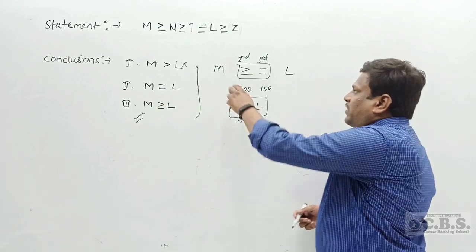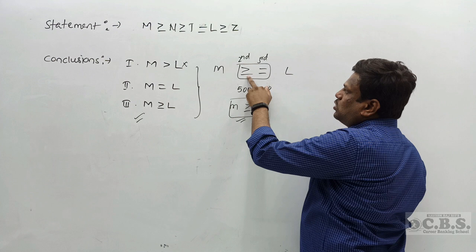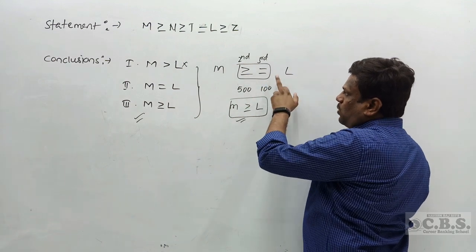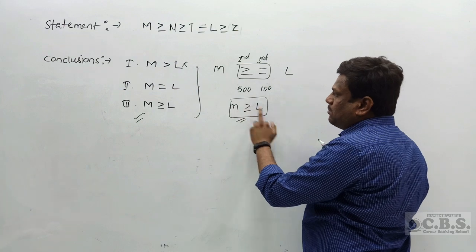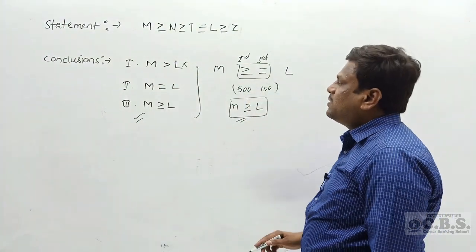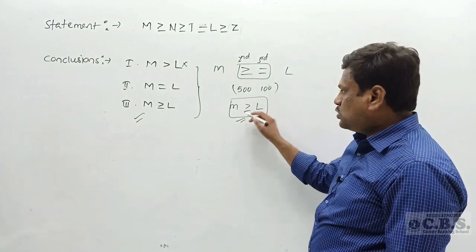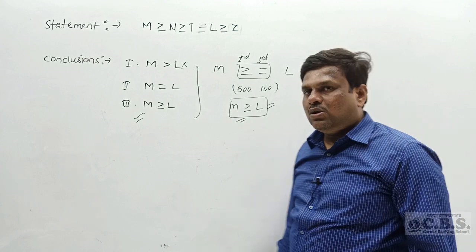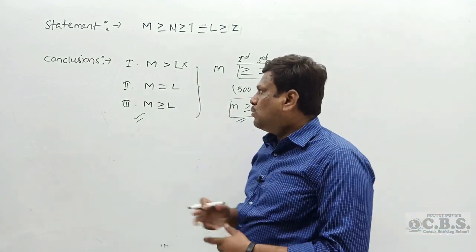The variables M and L have only two symbols: more than or equal to, and equal to. What has more priority, equal to or more than or equal to? More than or equal to. Therefore M more than or equal to L. Between 500 and 100, which note are you going to prefer? Only the 500 rupees note. So M more than or equal to L is the absolutely right answer. Don't pick M more than L.